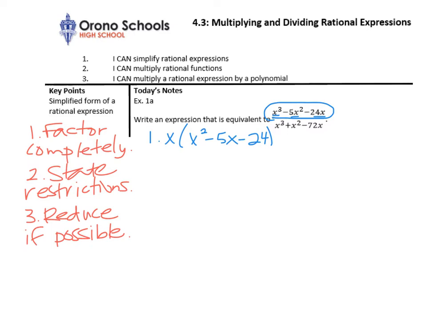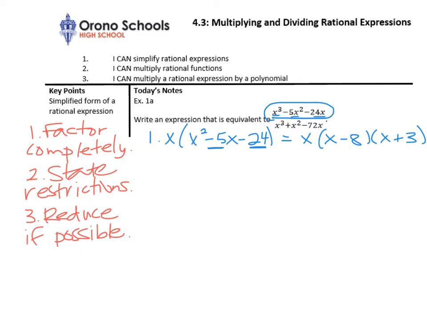So now let's see if we can factor even further. Can you break down x squared minus 5x minus 24? Split the c to multiply and the b to add. 2 numbers that multiply to get negative 24 would be negative 8 and positive 3. That means we still have our x on the outside, and x squared breaks apart into x times x minus 8 times x plus 3. That's factored completely.